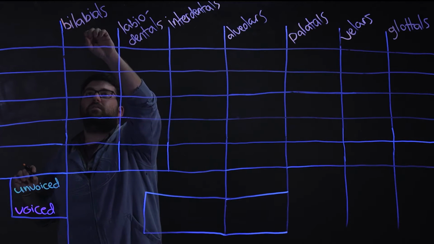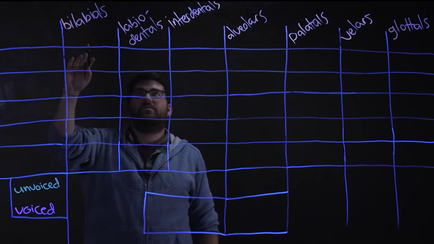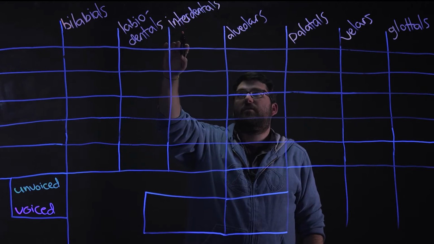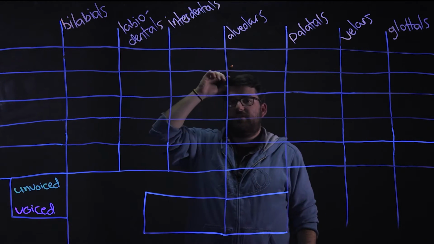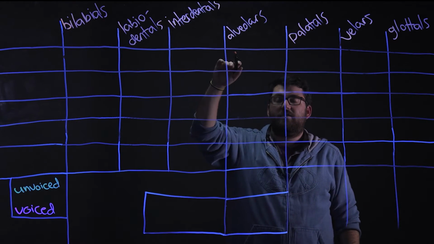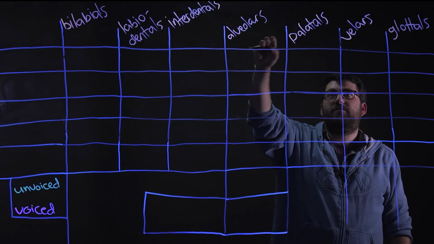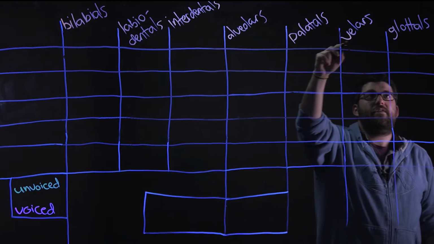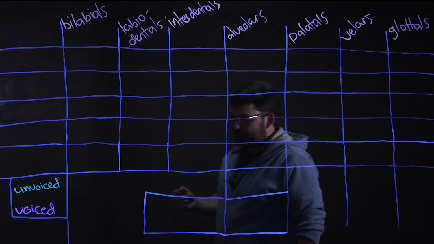We've got bilabials, using both your lips; labiodentals, using your lip to your teeth; interdentals, with your tongue coming between your teeth; alveolars, the bumpy part right behind your teeth; palatals, the smooth part behind the alveolar ridge; velars, the soft part behind the palate; and then the glottals, the sound made in your throat.